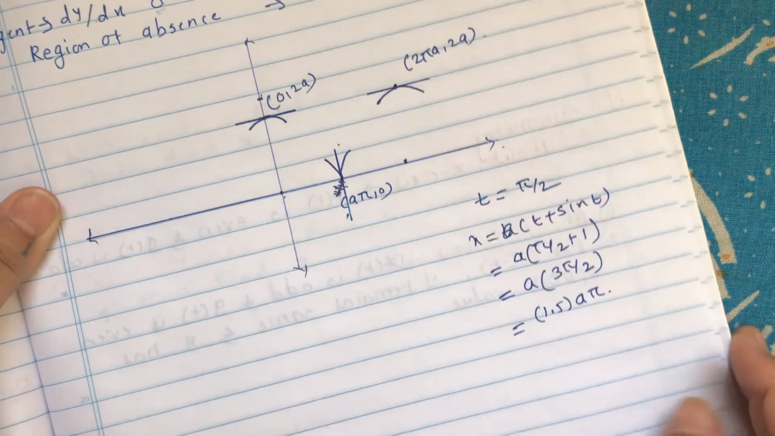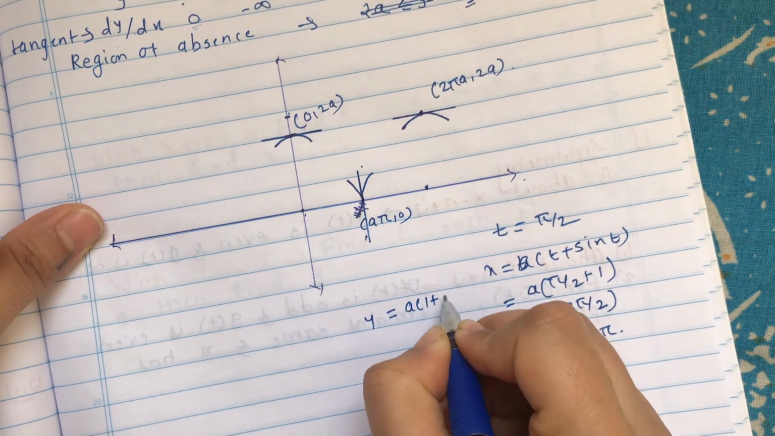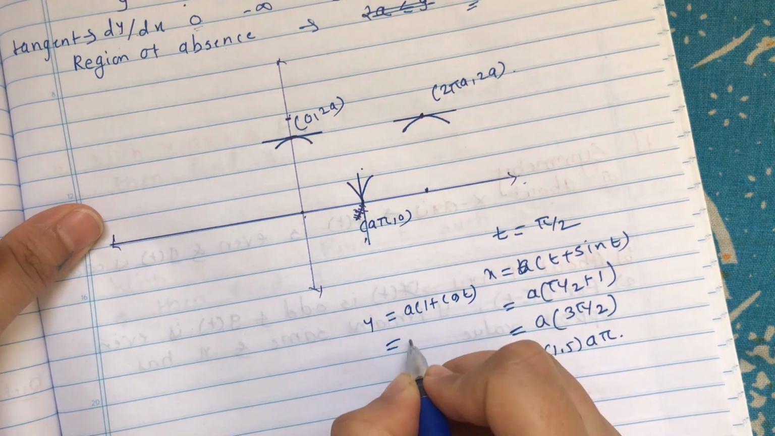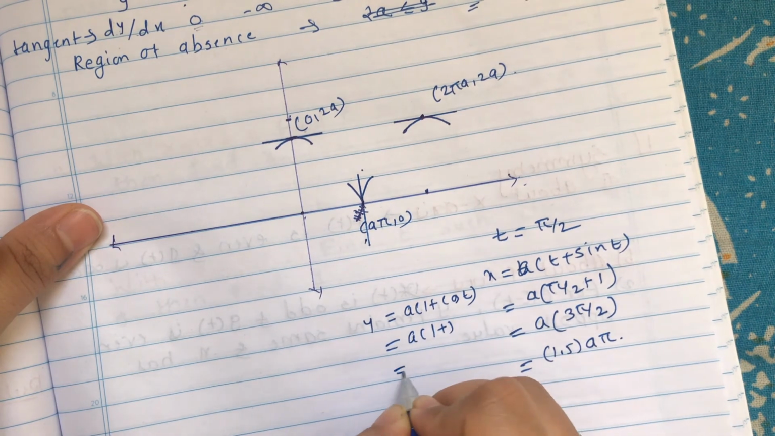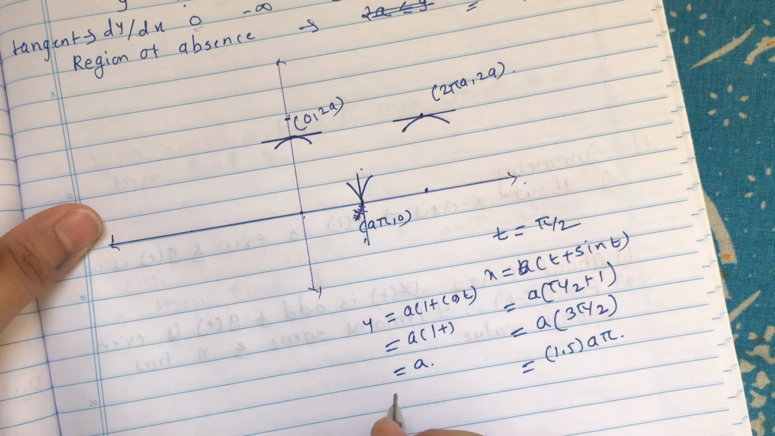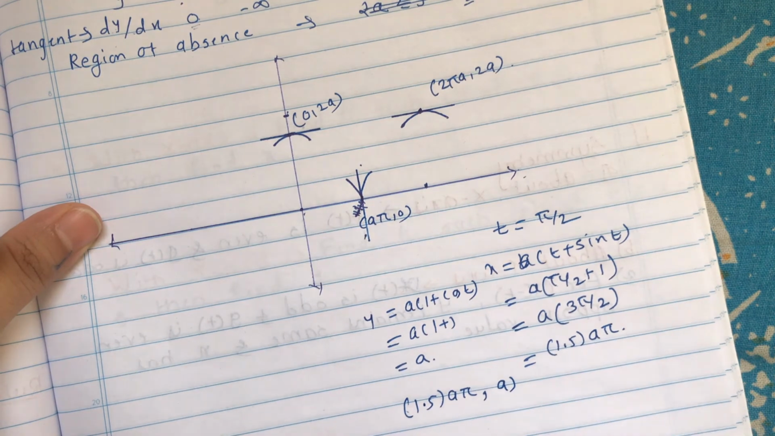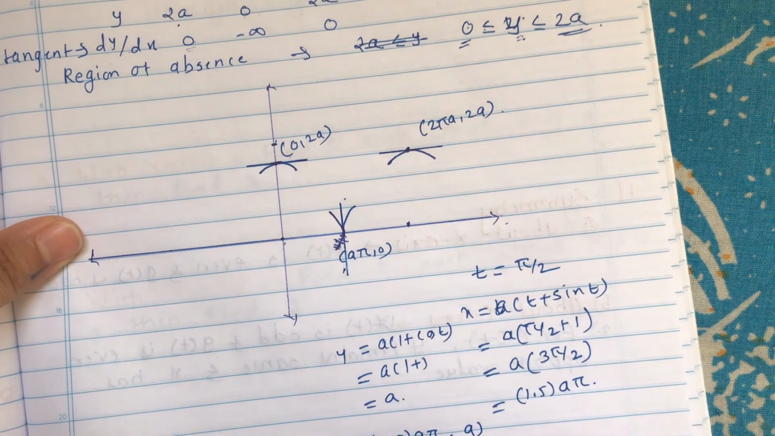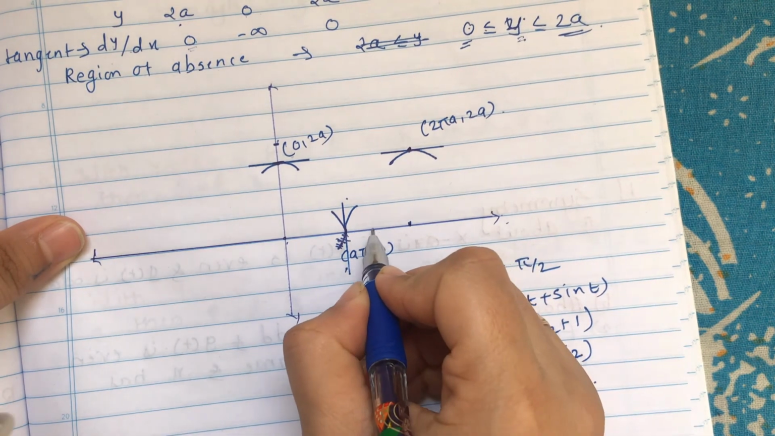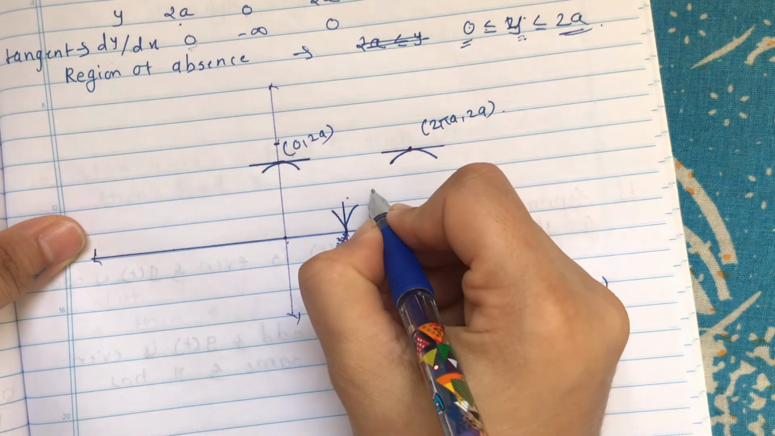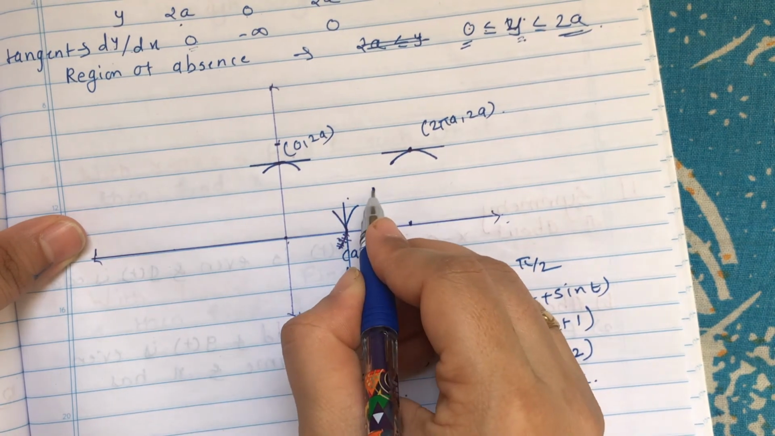And y will be what? Y is equal to a in bracket 1 plus cos t, so this will be a in bracket 1 plus cos pi by 2 is 0, so it will be y is equal to a. So when t is equal to pi by 2, what is the point? It is 1.5 a pi comma a, right? So we can plot this point. If it is a pi distance, then 1.5 will be here, and for this x, y is equal to a, so the point will be here, because this is a 2a distance, so a will be this.